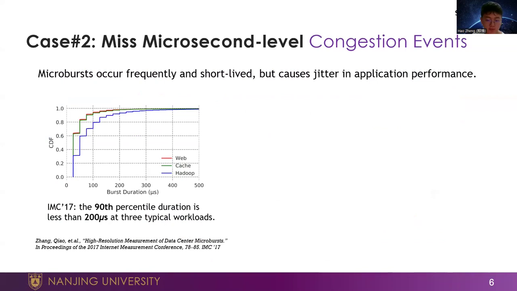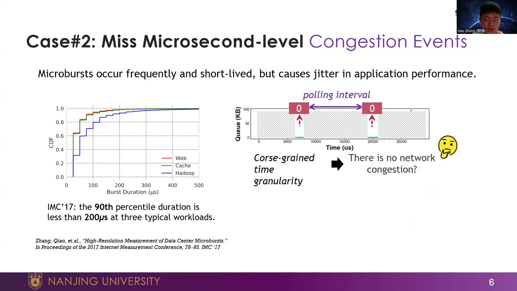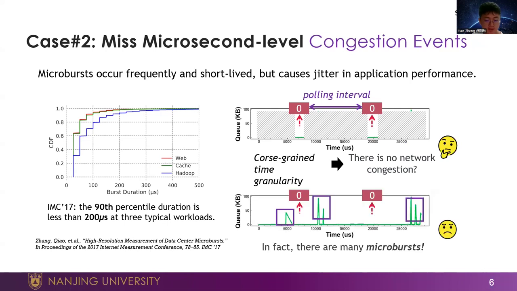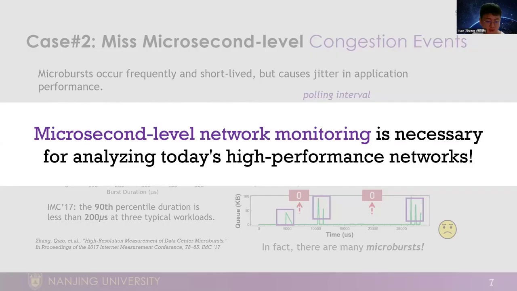Another case is on queue monitoring. In current networks, microbursts occur frequently. Existing work shows that 90% of microbursts last less than 200 microseconds at 3 types of workloads. The current coarse-grained monitoring can easily miss some microbursts between polling intervals. On the surface, it seems that there is no congestion events. In fact, there are many microbursts. So our observation is that microsecond level monitoring is urgent for analyzing today's high-performance networks.